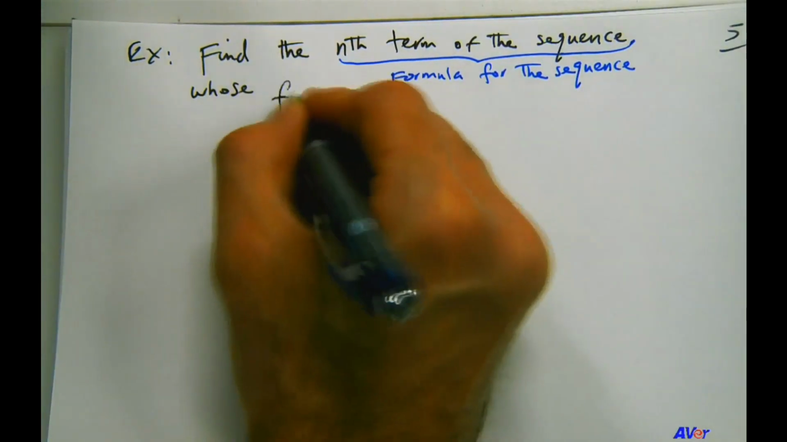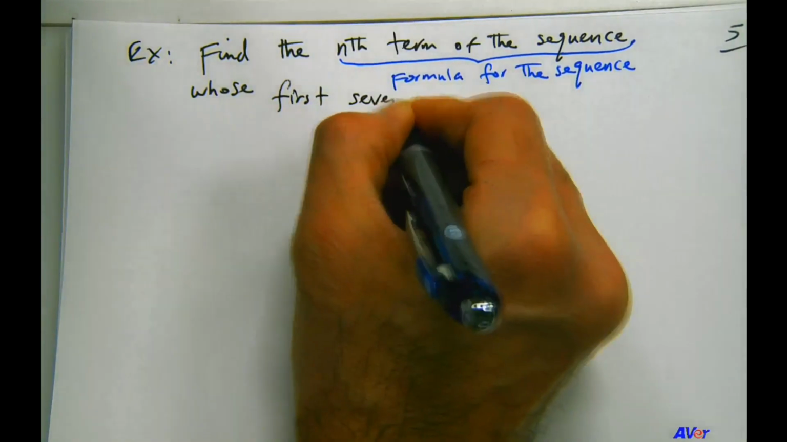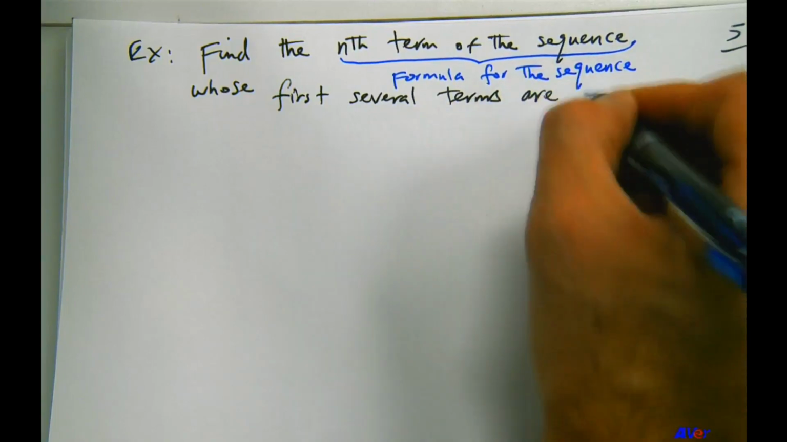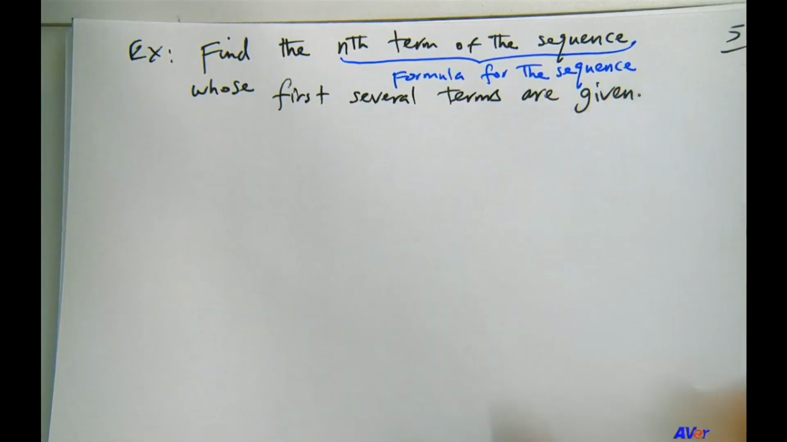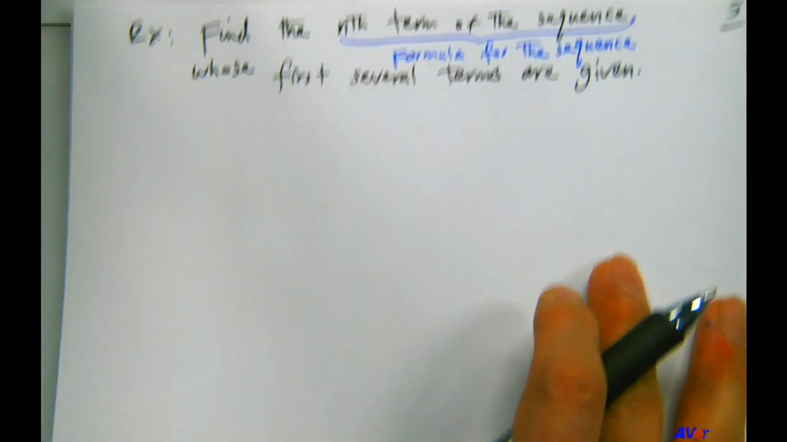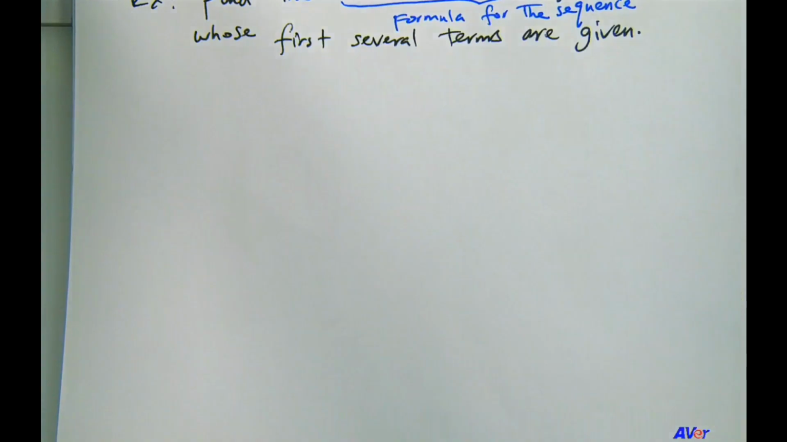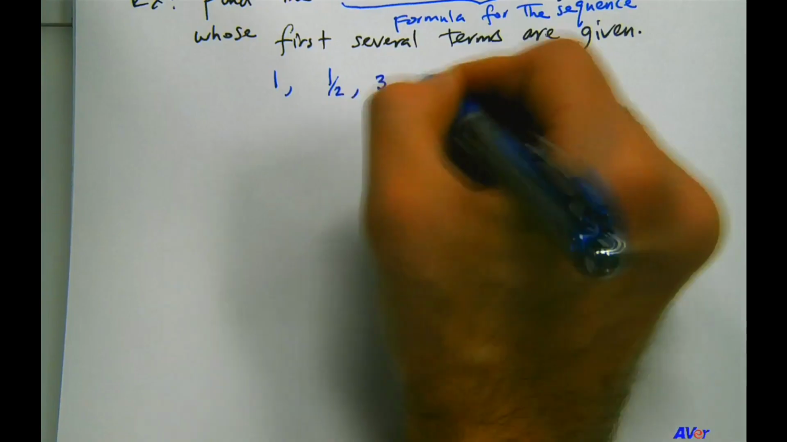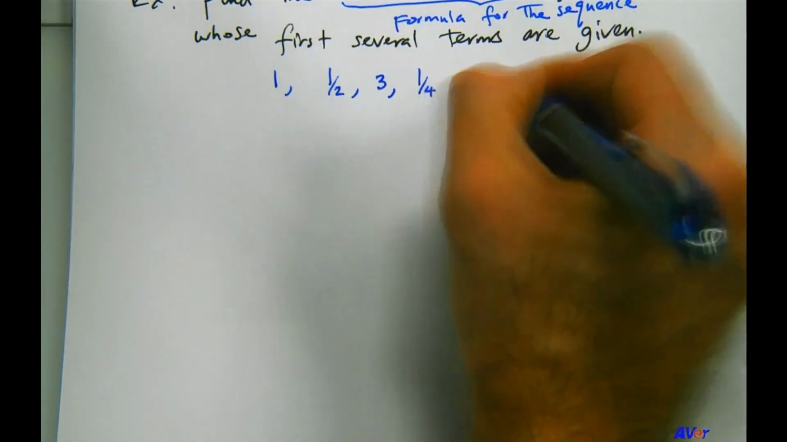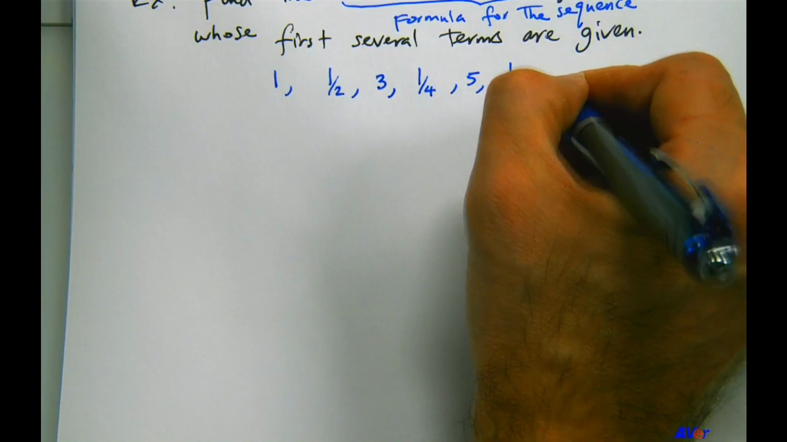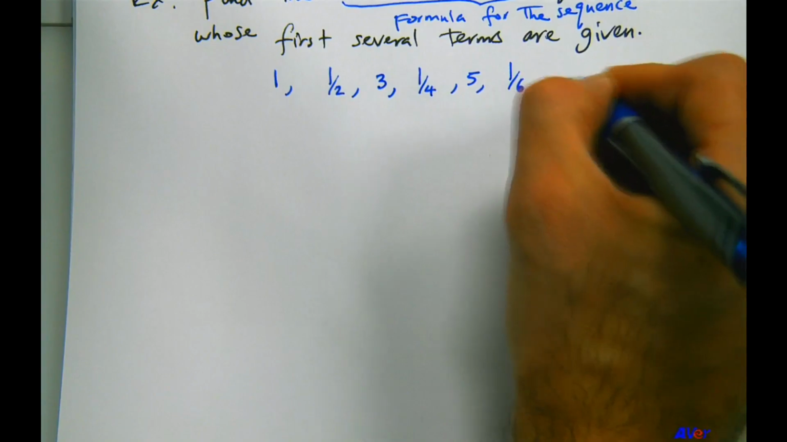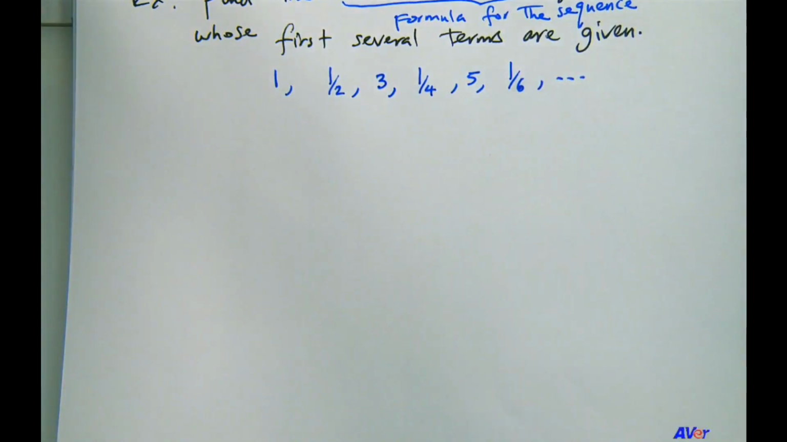Find the nth term of the sequence whose first several terms are given. Okay, and here are the first terms, dot, dot, dot. So this is once again an infinite sequence.